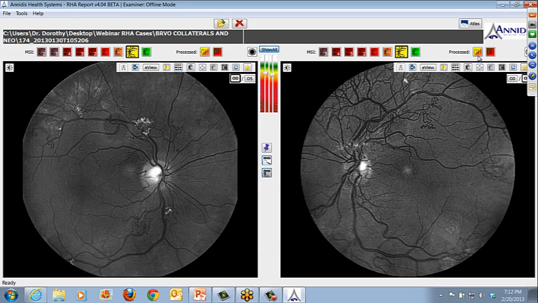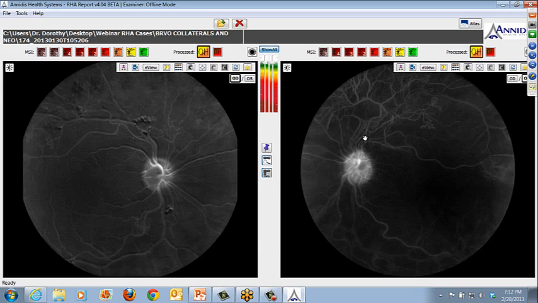Now, as we move over to the oxy map, again, nicely defined engorged collaterals and shunts. And in this area right here, you can actually see there's some leakage of the arterial blood. This is neovascularization formation here, very different than the collaterals. I just wanted to show that example.